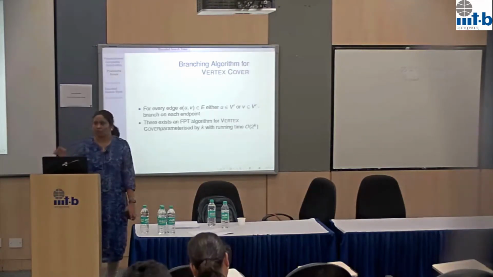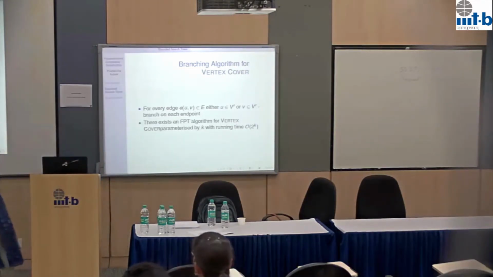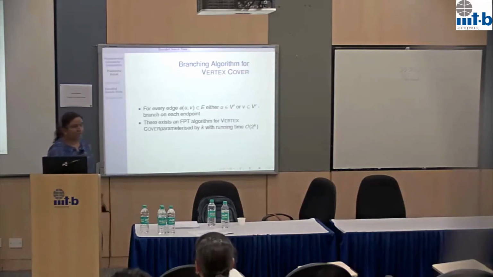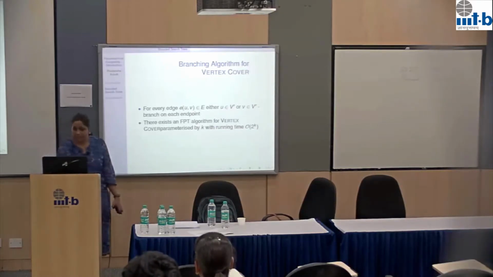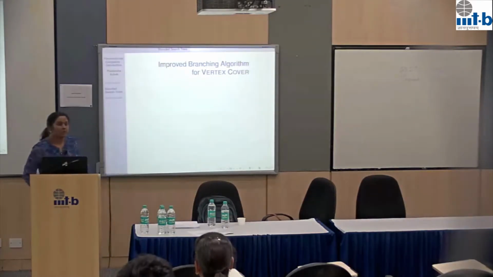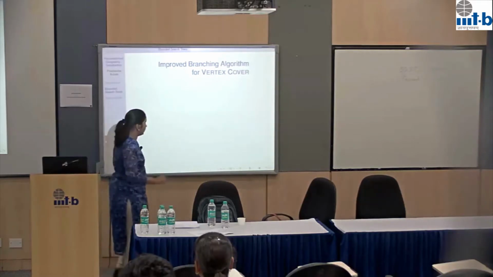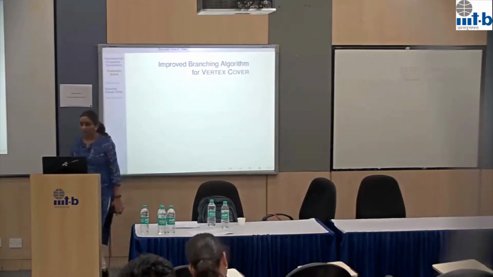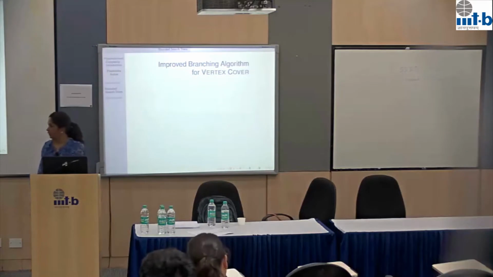Okay, so we have vertex cover parameterized by k with running time 2 power k. So we got our FPT algorithm. That's the first result of the day: vertex cover parameterized by the solution size is FPT, with running time 2 power k. In the next part we'll try to improve this running time using another branching algorithm. Are you with me so far? Okay.